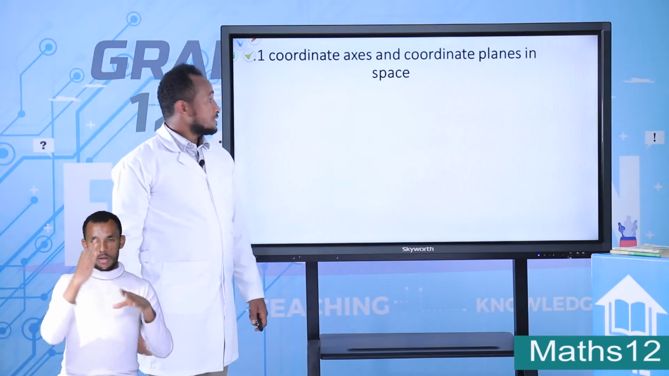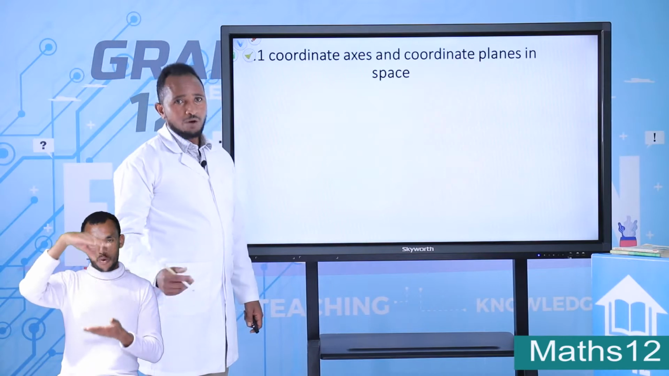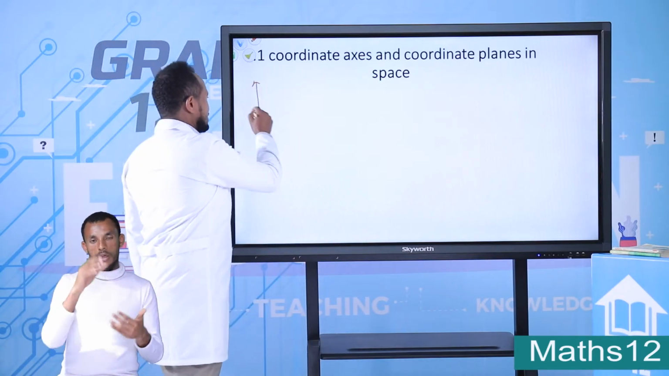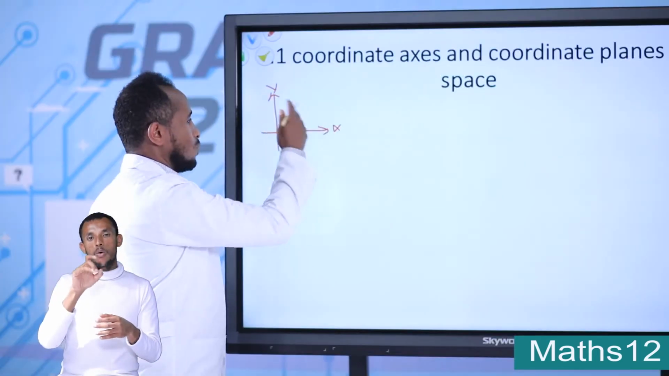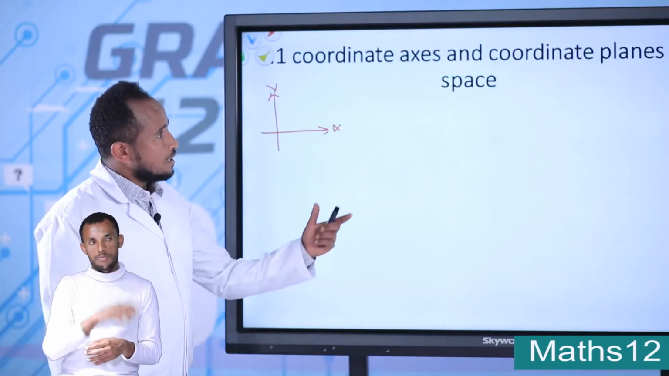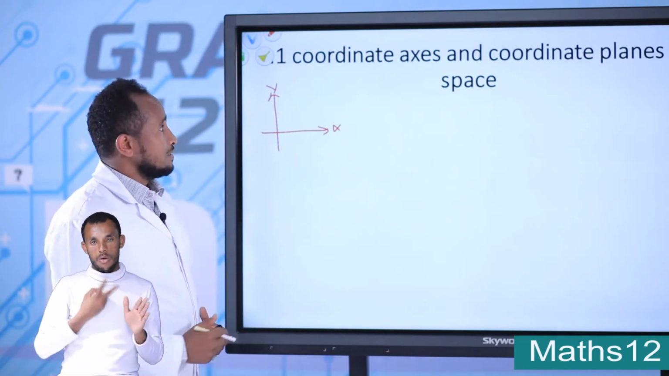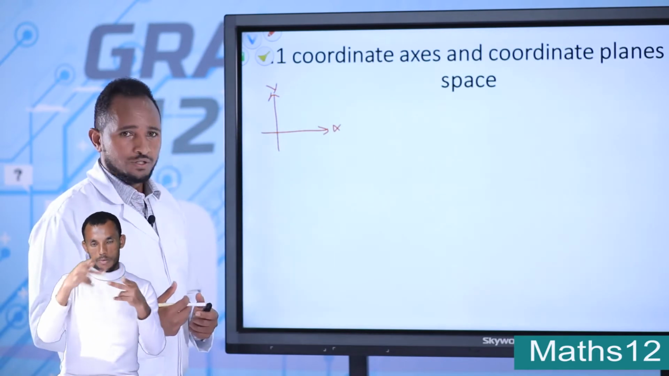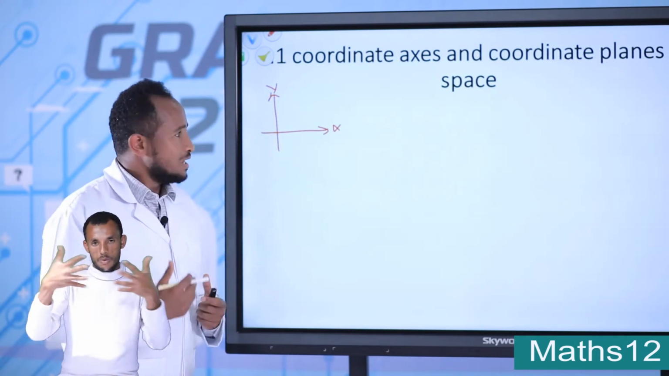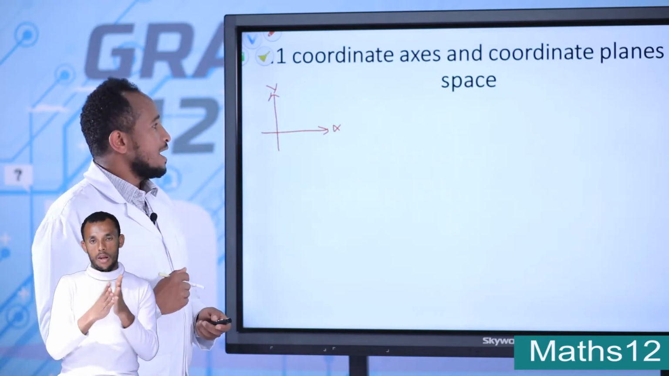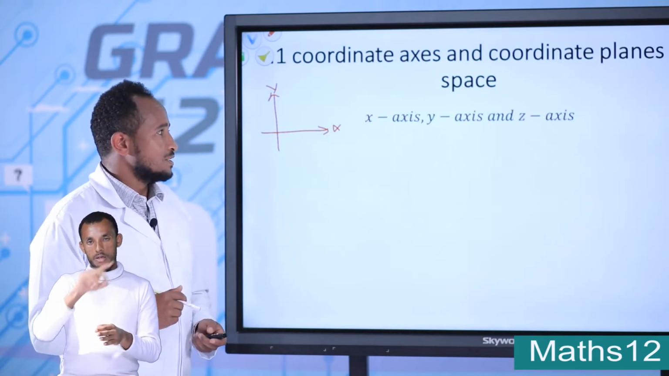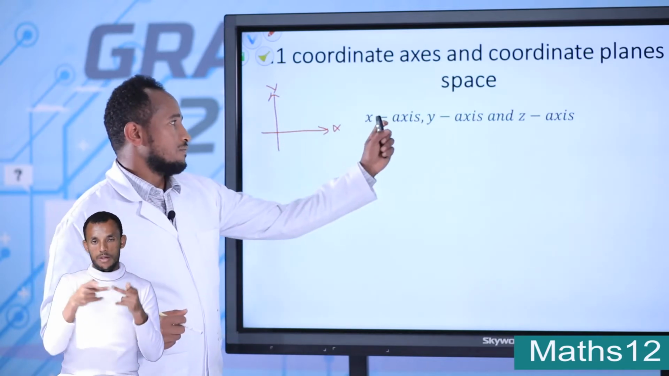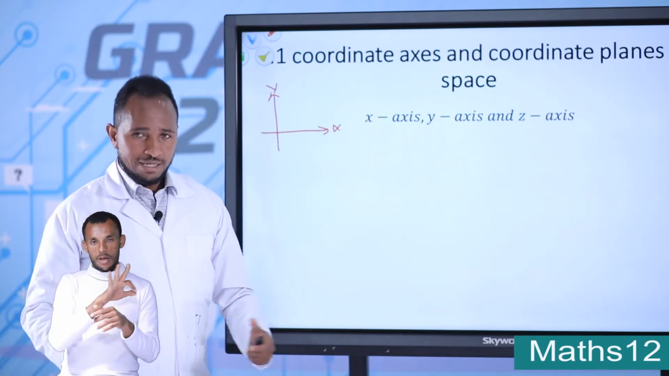Students in lower grade, you have learned about the Cartesian coordinate plane. Simply it is the x-axis and y-axis. In this chapter, we'll see the coordinate axes in space. To make these coordinate axes in space, we need another axis, the z-axis. So the axes in space are the x-axis, y-axis, and z-axis.